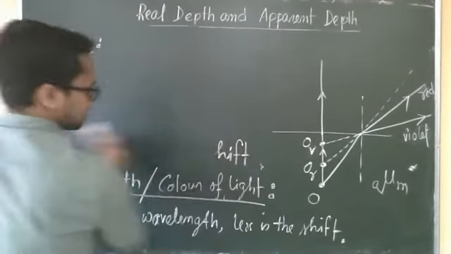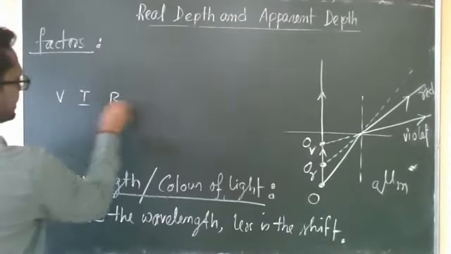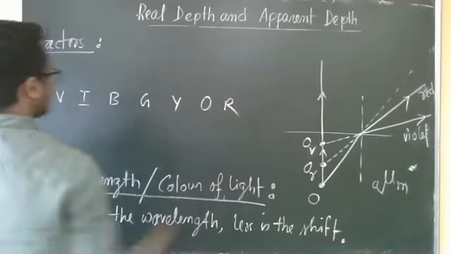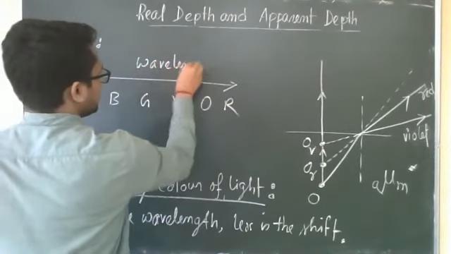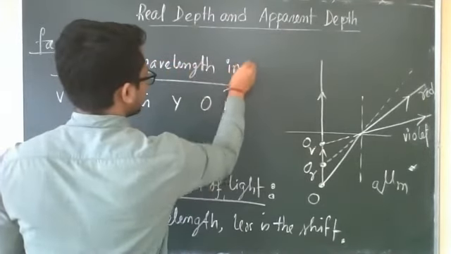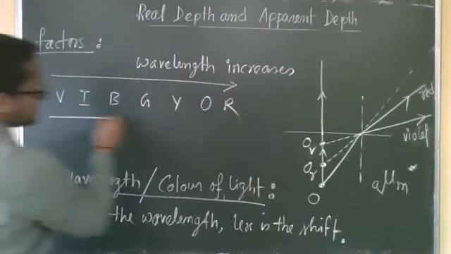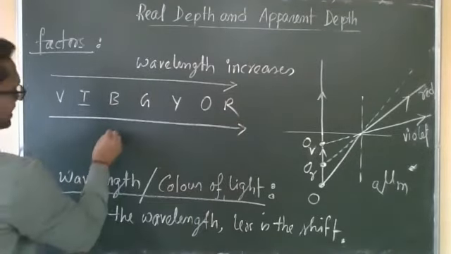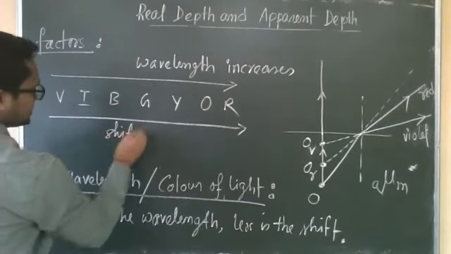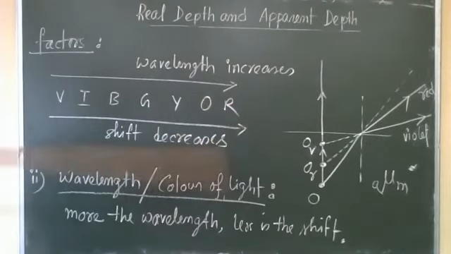Okay, VIBGYOR. V, I, B, G, Y, O, R. In this direction, violet to red, wavelength increases. Wavelength increases means what is happening? Wavelength increases means less is the shift. More the wavelength, less is the shift. That means shift decreases. So more wavelength, violet to red, shift will decrease.